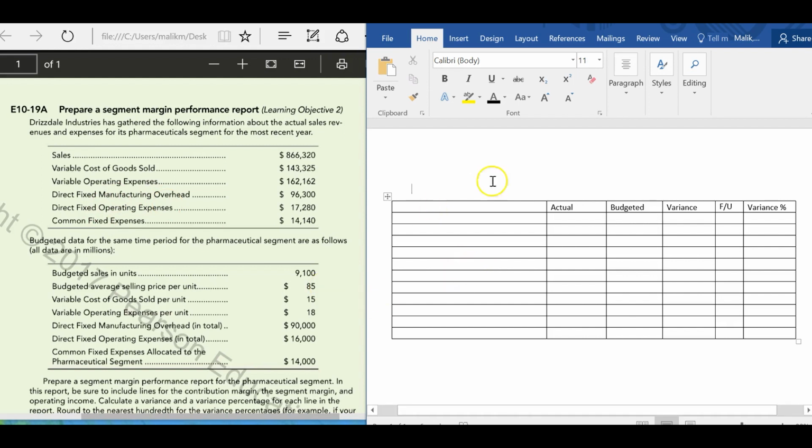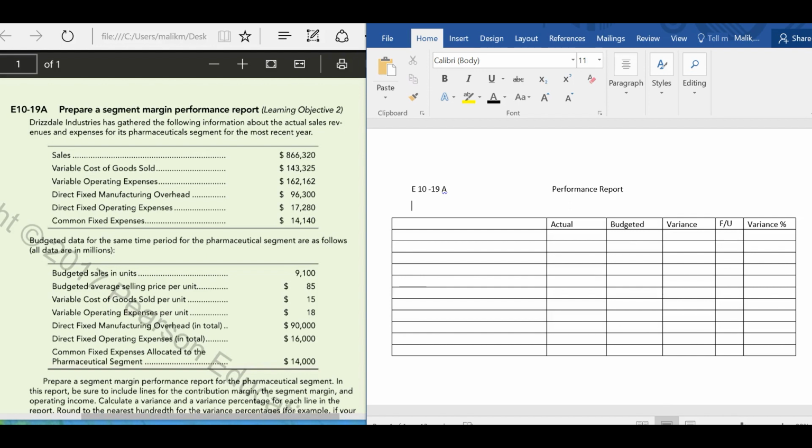I actually drew this table just to make things a little more convenient, since I'm using Word instead of writing by hand, and then we will solve it together. So I will write down the name of the company. The problem number is E1019A, and you can write it down. It's a performance report for the company Digital Industries.